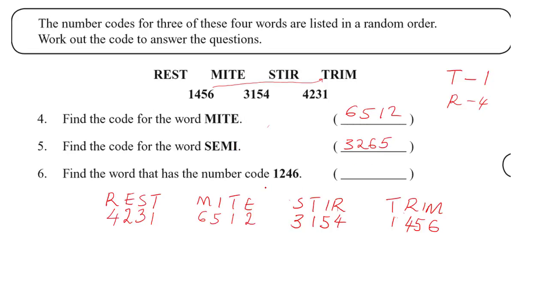Okay, so that's that. Then we're going to need to find the word that has the number code 1246. So where's 1? So 1 is T. So where 1 is you put T. 2 goes with E. And then 4 goes with R. Yeah, so 4 goes with R. And then 6 goes with what? 6 goes with M. Okay, so that's term. Yeah, like the term date for this group. Okay, so that's how to do that.